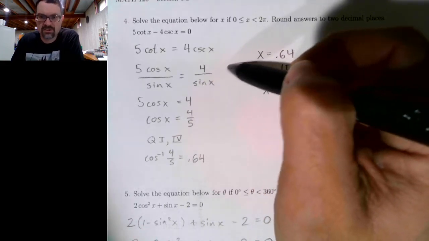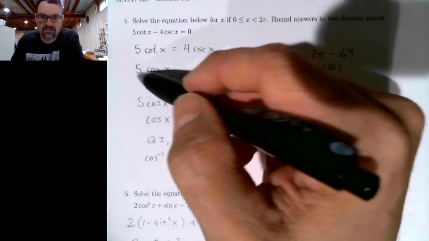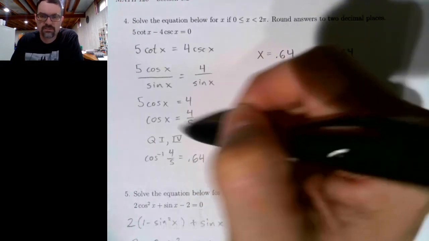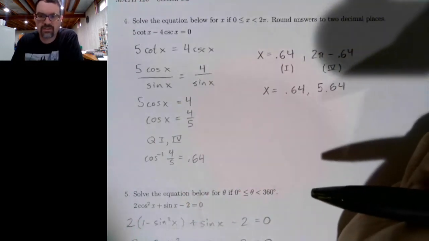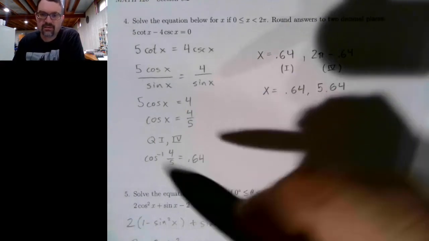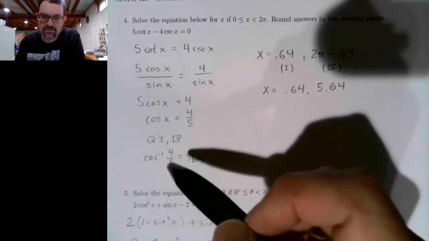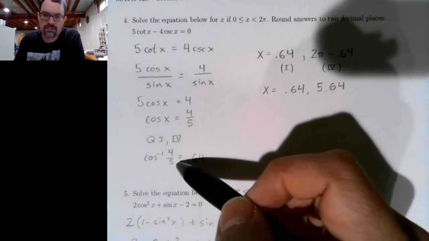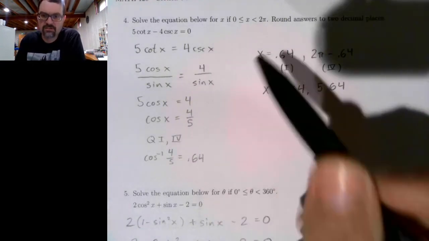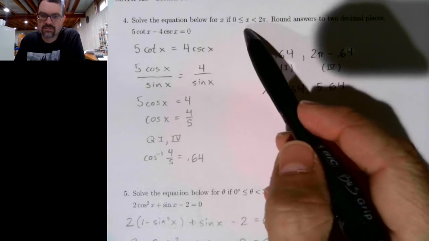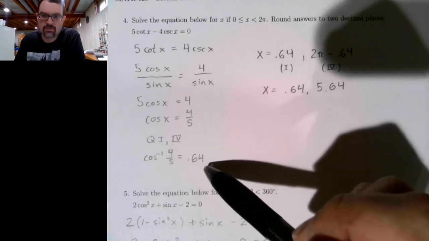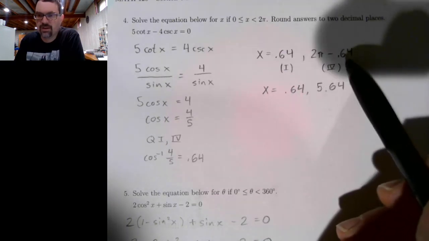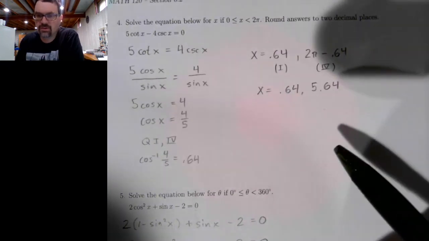All right, so multiply by sine x, cancel. Multiply by sine x, cancel, and you're left with 5 cosine x equals 4. So in other words, cosine is 4/5. And we're right back in that same situation. Well, positive cosine, that's quadrants 1 and 4. Inverse cosine for the reference angle. Now that's in radians. So in quadrant 1, that is our solution. Quadrant 4, we do 2 pi minus the reference angle. And there's your two answers.